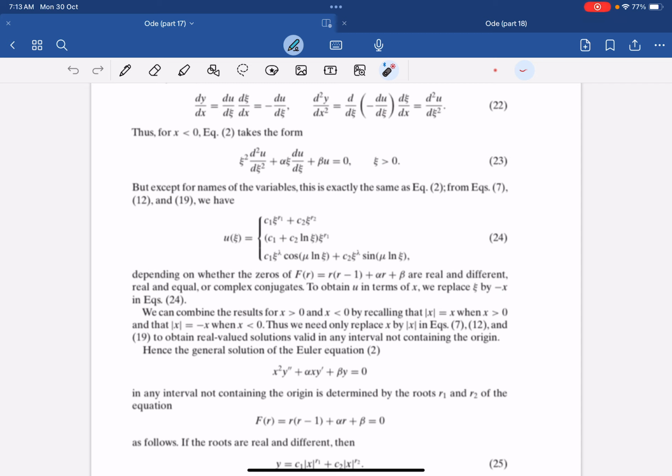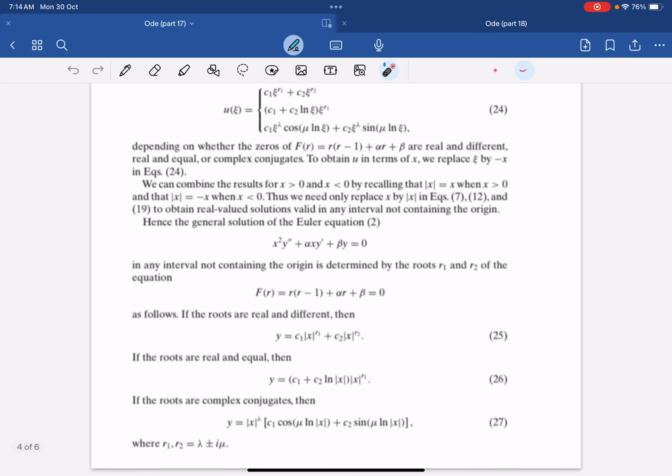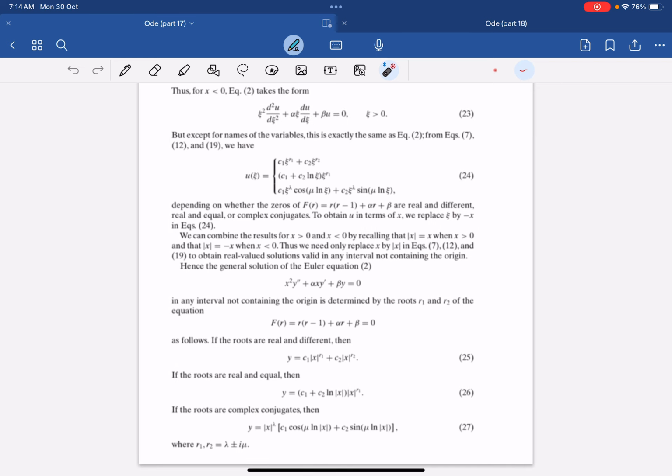And we actually see that once you replace epsilon with minus x, you arrive back to the same equation form. You see, same type of equation. So we can combine the results to just use the modulus notation. So if the roots are real and distinct, then you just have this form but with modulus x. If they're equal, you have this but with modulus x. So if you have any question about this, please leave it in the comment section. Else you should be able to see how it plays out.